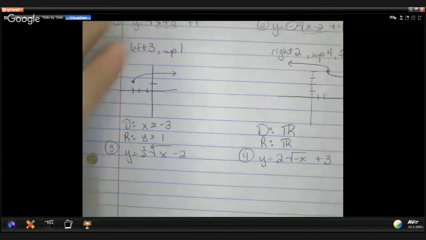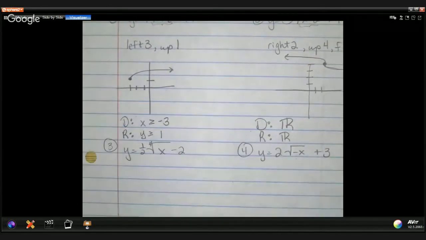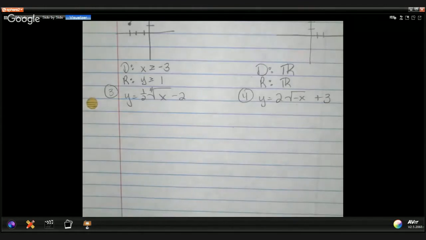Okay, all right, go ahead and copy 3 and 4 and see if you can explain the transformation, graph it, and state the domain and range. When you have it, go ahead and press play.